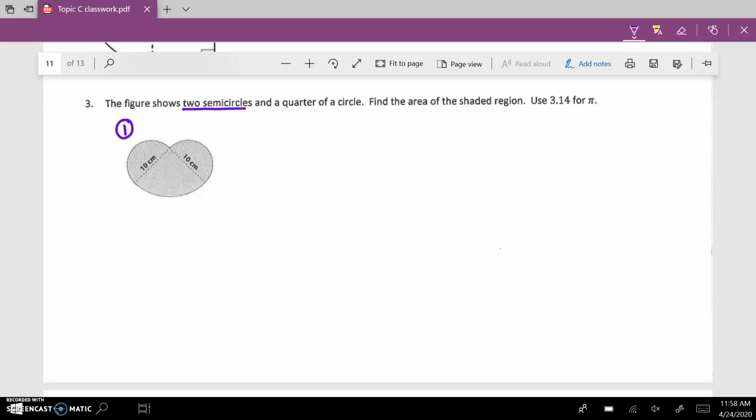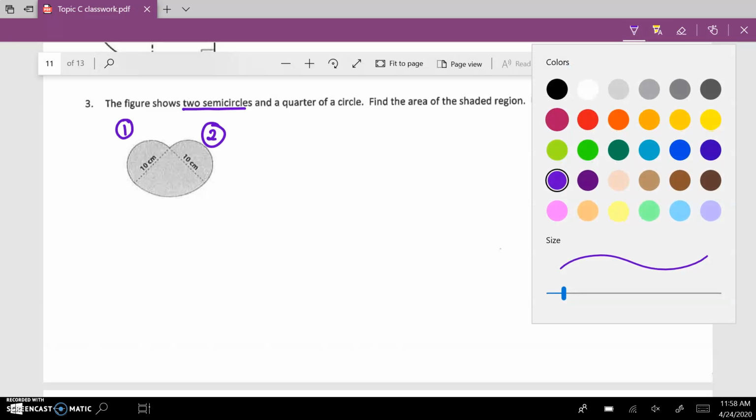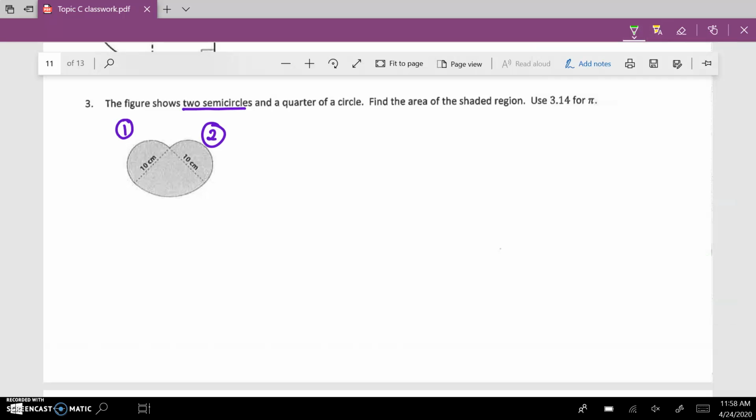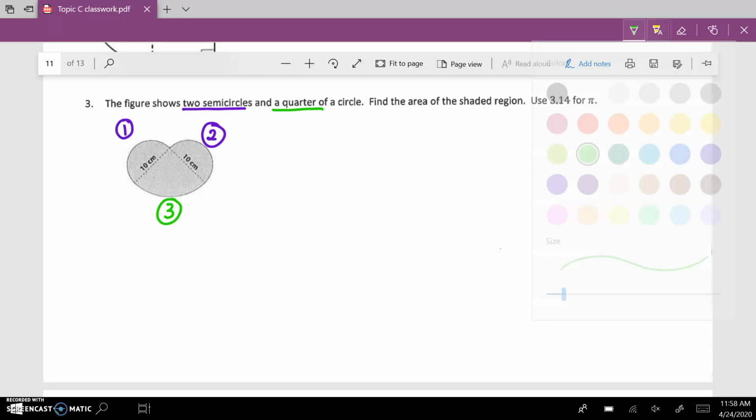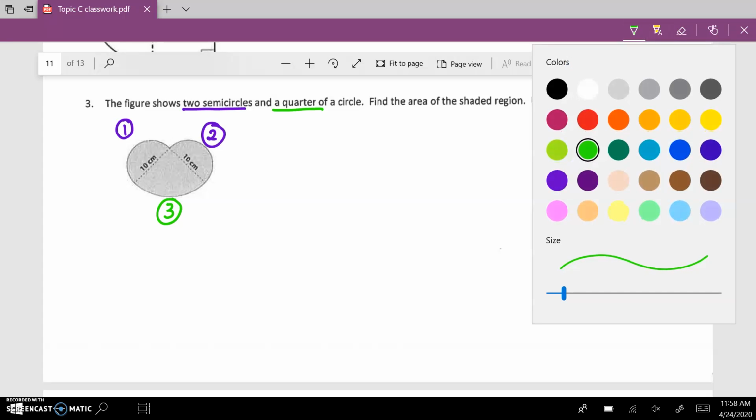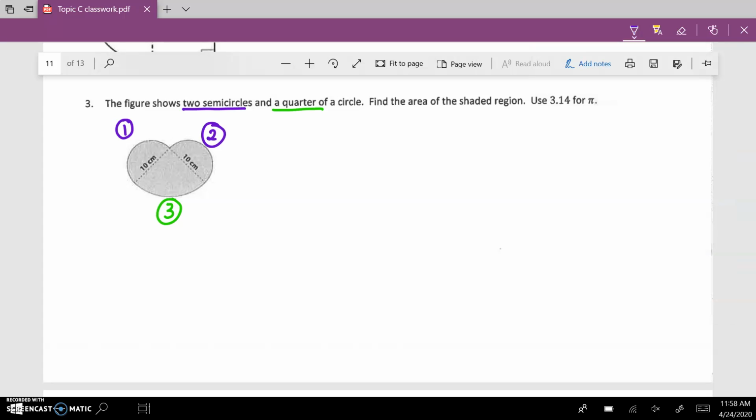These are going to be number 1, number 2. I'm going to do those in purple. And then we've got these quarter circles I'm going to do in green. We got 1 quarter circle. This will be shape number 3. Since there's nothing to take away, you're just finding the areas for these.